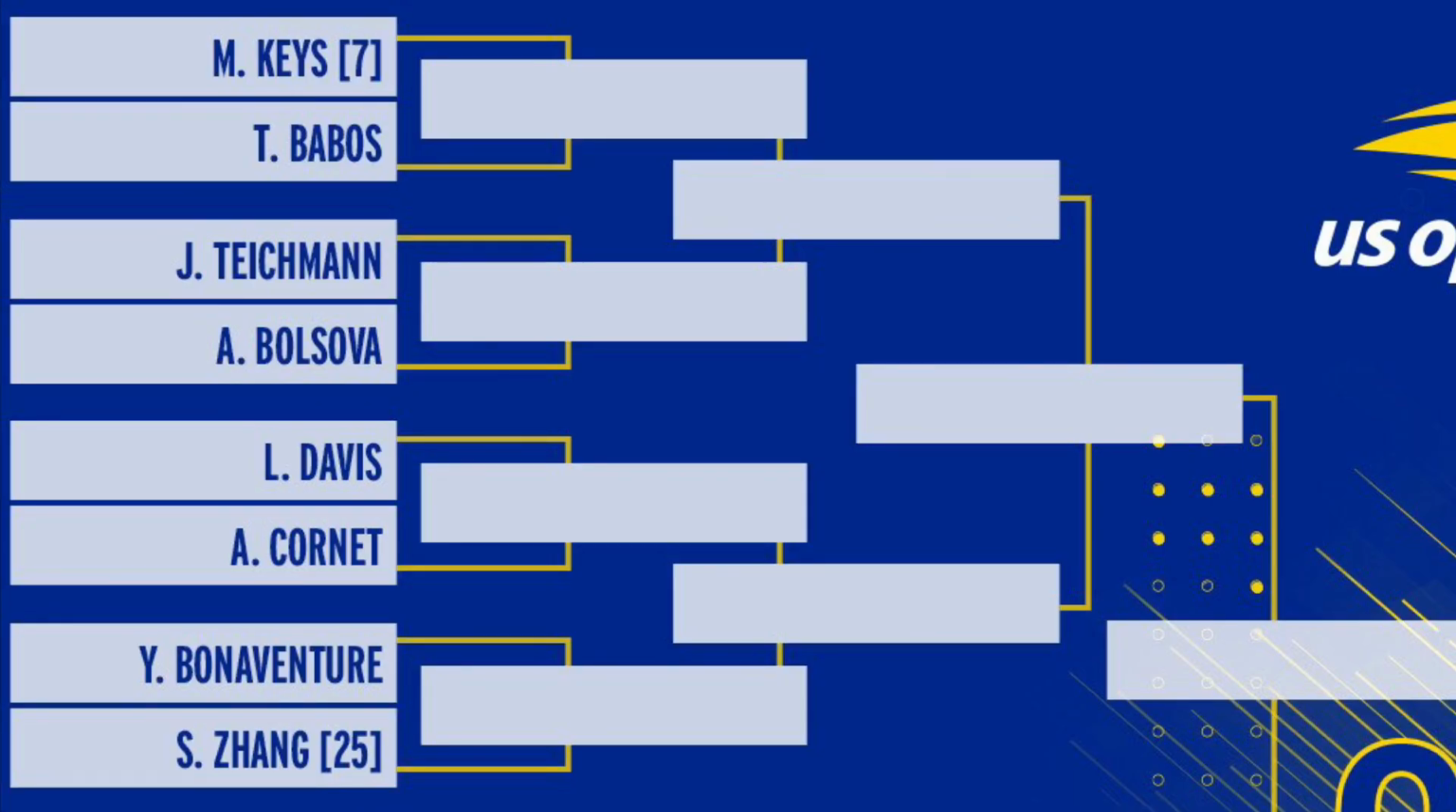Now, on the other half is first Serena's quarter, and Madison Keys is at the top of it. Keys could face a challenge in Jo Teichmann in the second round, and maybe Elise Cornet in the third.